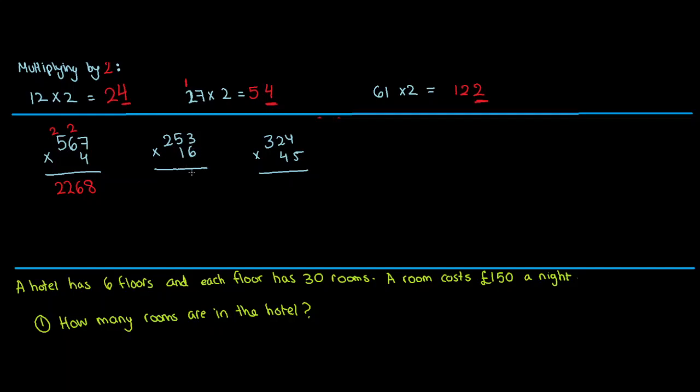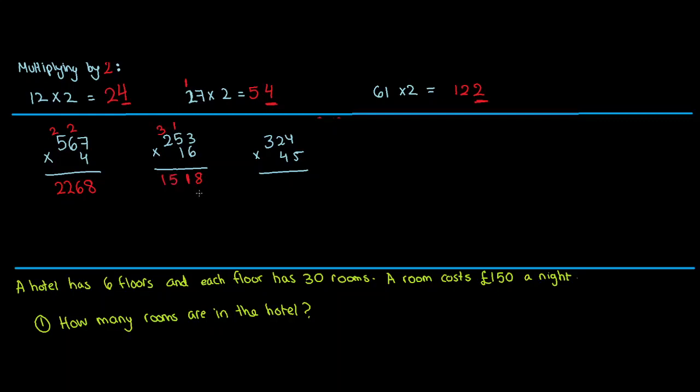6 times 3 is 18, and you carry over the 1. 6 times 5 is 30, and then this number over here, you always add the numbers at the top. So 6 times 5 is 30 plus 1, that is 31. So put the 1 here, and the 3 goes up. 6 times 2 is 12. 12 plus 3 is 15.